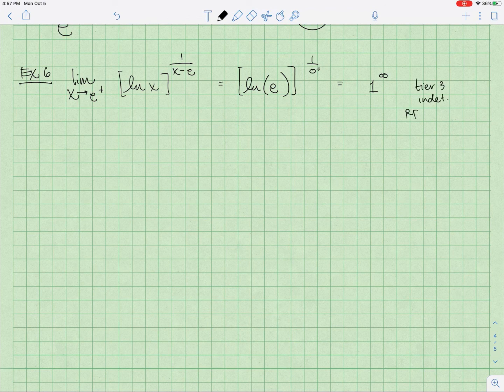Indeterminate form. It requires further analysis, and we're going to use that same f of x, whatever our function is, e to the natural log of f of x. Now this may be a little bit confusing because our function already has natural logs in it. So watch your step. Here we go. This is equal to the limit as x approaches e from the right of e to the natural log of the natural log of x raised to the 1 over x minus e power.